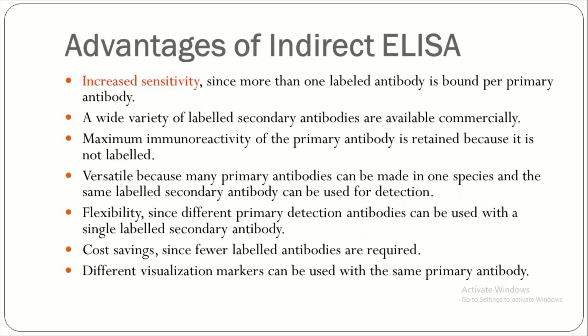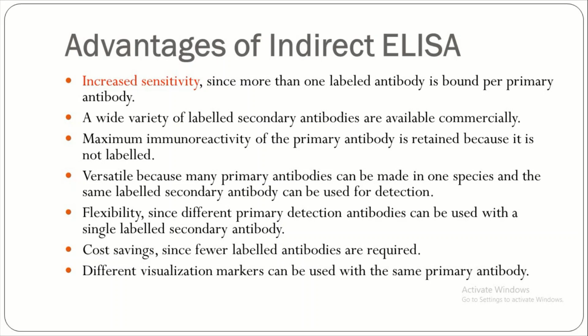So what are the advantages of indirect ELISA? It has high sensitivity because more than one labeled antibody is bound per antibody, and a variety of labeled secondary antibodies are available commercially. You can use it based on flexibility, so you can use secondary antibody conjugated with different types of enzymes. You can use secondary antibody conjugated with alkaline phosphatase, or conjugated with HRP, that is horseradish peroxidase, or sometimes, if it is available in your lab, you can use beta-galactosidase conjugated secondary antibody. Based on the flexibility, you can use whichever.